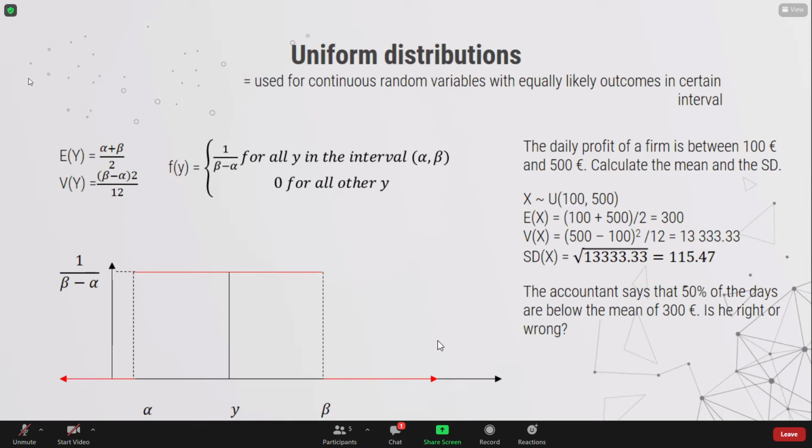If we imagine that the graph represents the profit of a shop, and the accountant of that shop says that 50%, so half of the days, they have profit below 300, which is our mean, our average. Here is 300. They say that that part is 50% of the whole area. Is that person right or wrong?